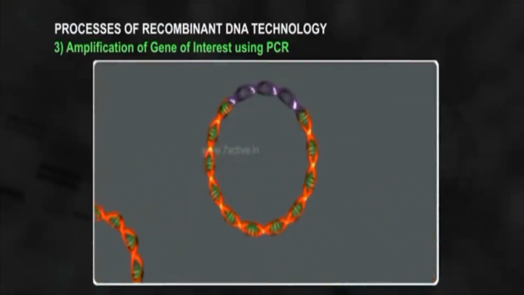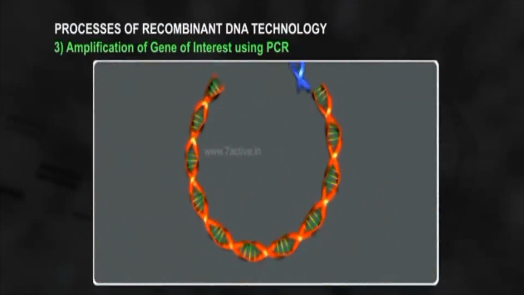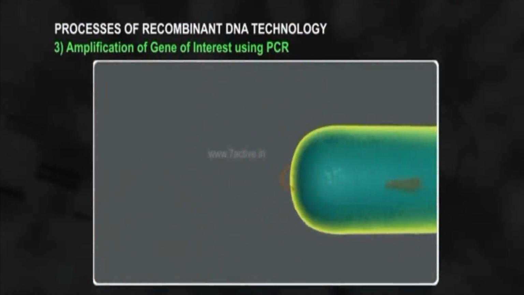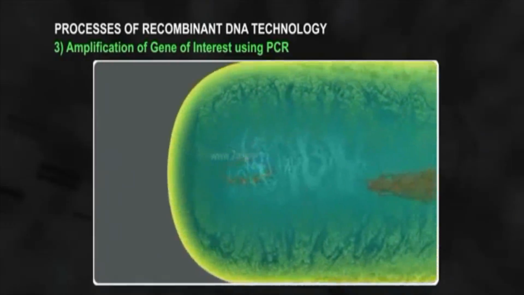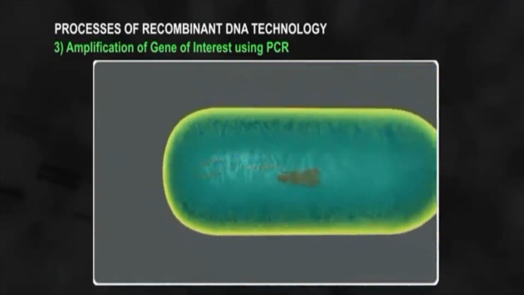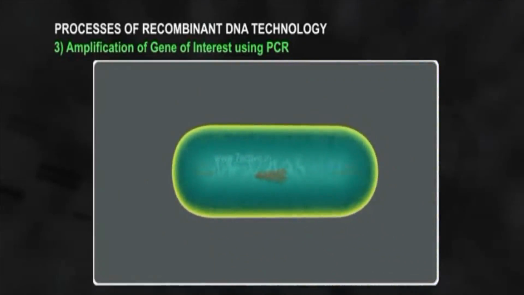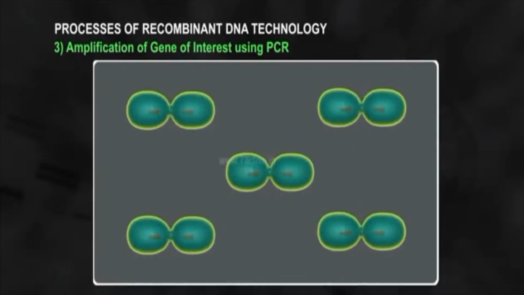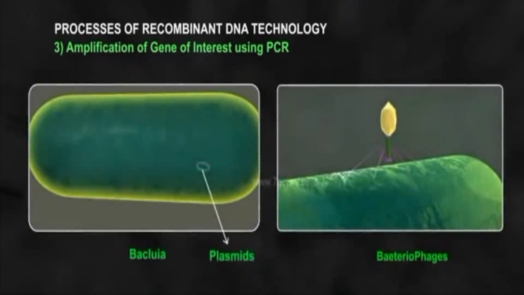Once the desired fragments of DNA or genes are obtained, they are inserted into a suitable vector to produce an indefinite number of copies of the gene. This is known as gene cloning. A cloning vector acts as a vehicle to carry the desired gene. Several types of vectors are used in recombinant DNA technology, like plasmids, phages, etc.